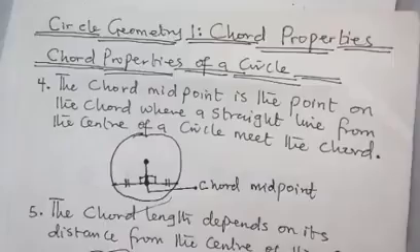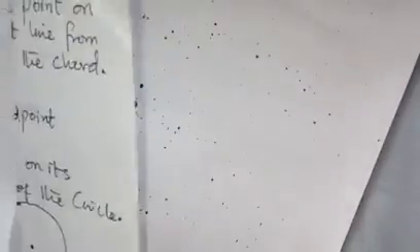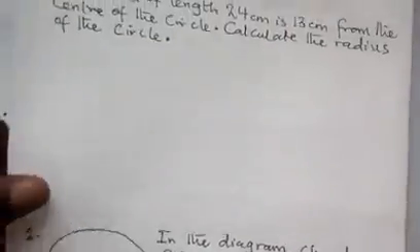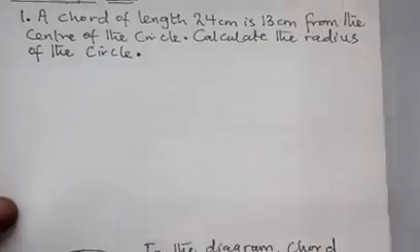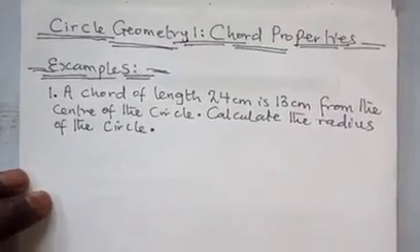Now, having understood these 6 properties of the chord, let us now take some examples. Let us take some examples and see how we can apply these properties in solving some problems, okay? All right, now let's take the first example.